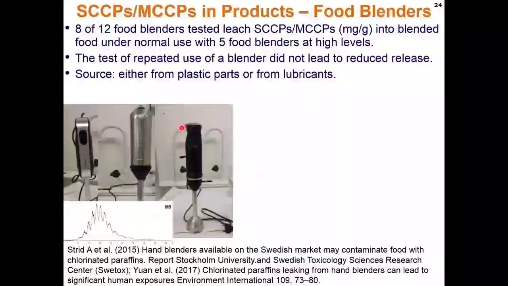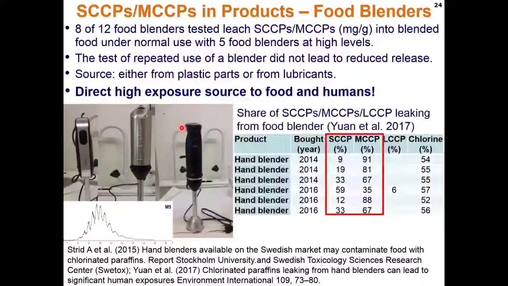A second study I would like to introduce is on food blenders. This means also the kitchen. In Sweden, they analyzed 12 food blenders, and they found that 8 of these food blenders contained and were leaching milligrams and micrograms of these chlorinated paraffins into the food. What was interesting is that when this test was repeated, the release from these food blenders continued. So it was not decreasing after 1 to 3 times of use. It seems that chlorinated paraffins were slowly released from plastic or from a specific lubricant oil used in these food blenders. So here we have a direct exposure into the food.